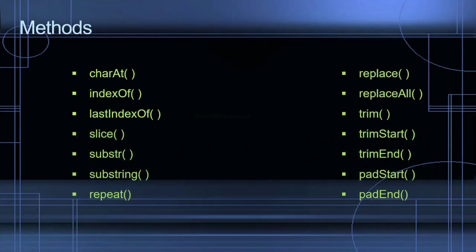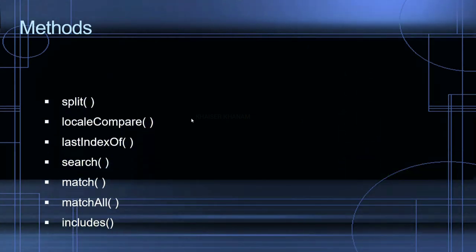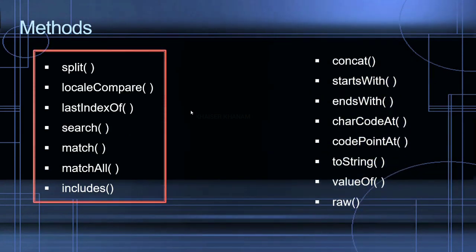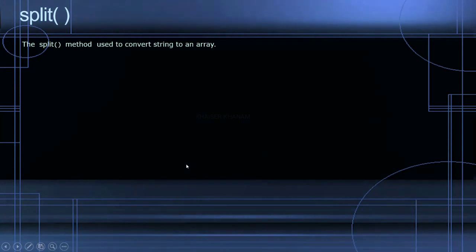In our previous sessions, we have seen all these methods. Now, in this session, we are going to learn about these 7 methods: split, locale compare, last index of. We have already seen some; we are going to see about search, match, match all, and includes. Okay, first let us start with the split method.